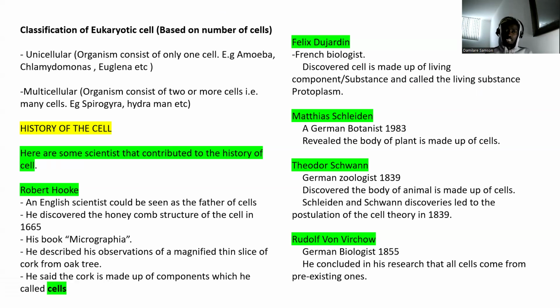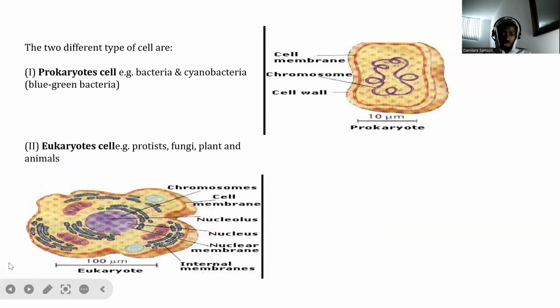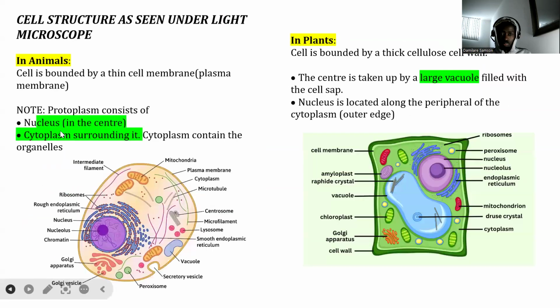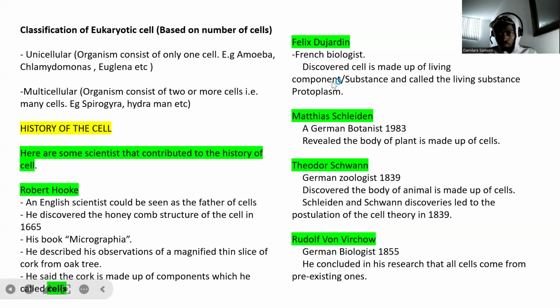So it's more like everyone is just making a discovery, and they give it a name. If you remember the word protoplasm, I mentioned it in the previous slide. I said protoplasm is made up of what? Like I said, it's made up of the nucleus and the cytoplasm. The nucleus and the cytoplasm make up the protoplasm. So when you're talking about the protoplasm, the name Felix comes to mind.